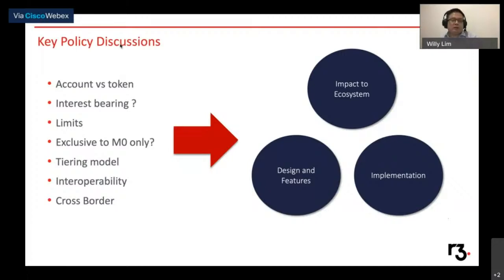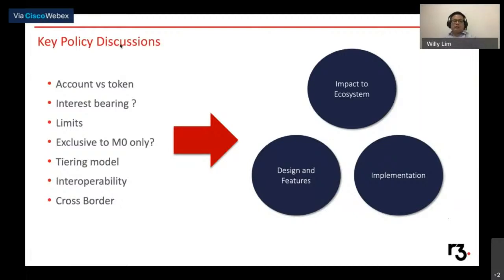Things around the tiering model. The tiering model is around how does the distribution of a CBDC work? I'll explain this one a bit later. Is it directly the central bank giving it to the consumers, directly to the household or the corporates, or is it using the existing financial systems, which is facilitated by a bank or financial services?